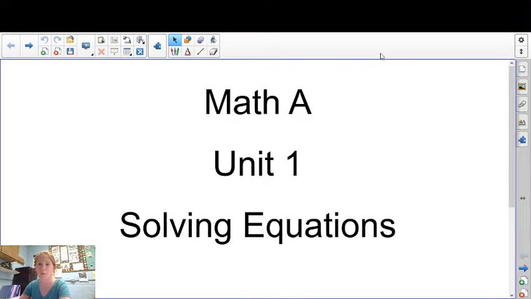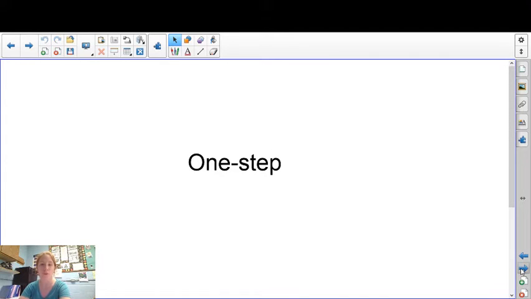All right, everyone. Welcome to the first idea in Math A. We're going to go ahead and start solving some equations. So first, we're going to talk about one step. One step means that we're only going to need to do one simple operation in order to get to my answer. So we'll either undo subtraction, addition, multiplication, or division.